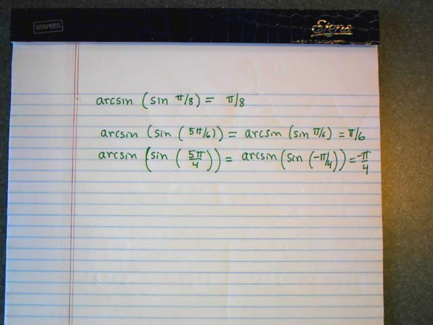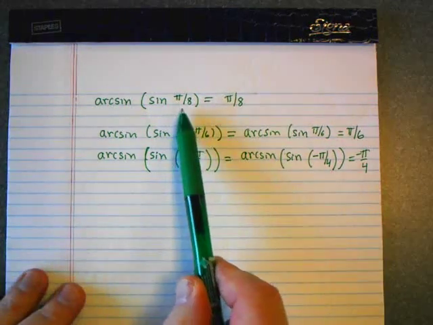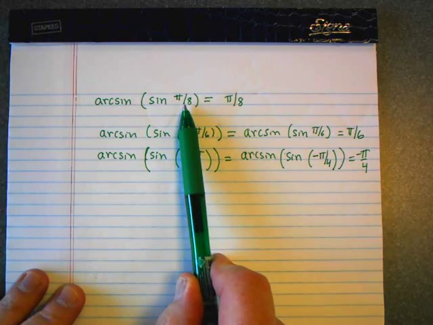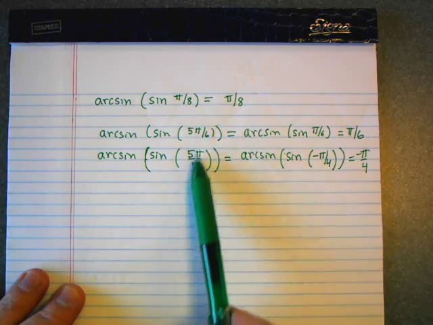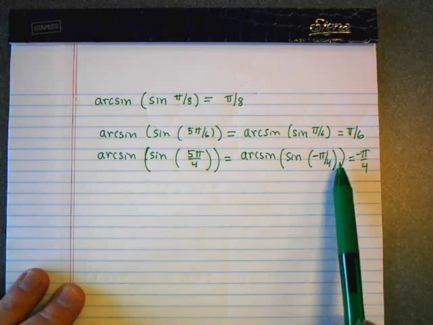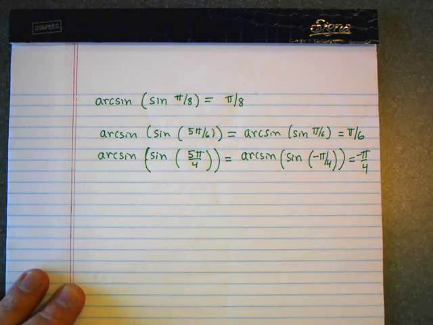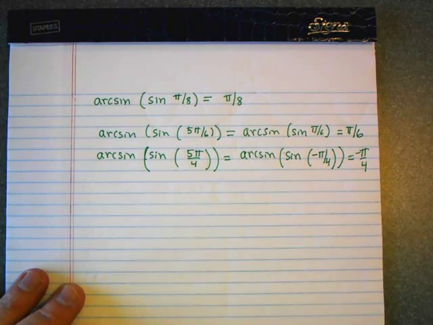Alright, so watch out for those. It's very easy to think arc sine and sine are just going to eliminate each other. They do when your angle's in the right zone, like pi over 8 is. If your angle is not in the right zone, you've got to deal with a reference type thing and get it in the right zone before you can cancel them out. Questions on that?